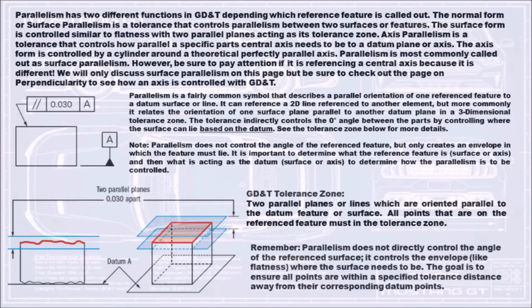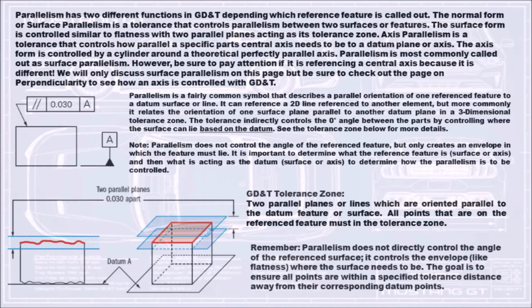It is important to determine what the reference feature is, surface or axis, and then what is acting as the datum, surface or axis, to determine how the parallelism is to be controlled. The tolerance zone is two parallel planes or lines which are oriented parallel to the datum feature or surface. All points that are on the referenced feature must be in the tolerance zone.